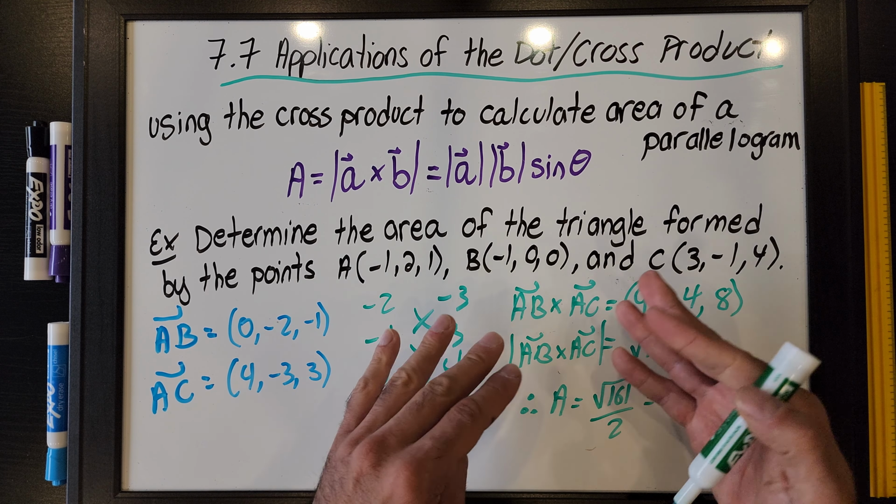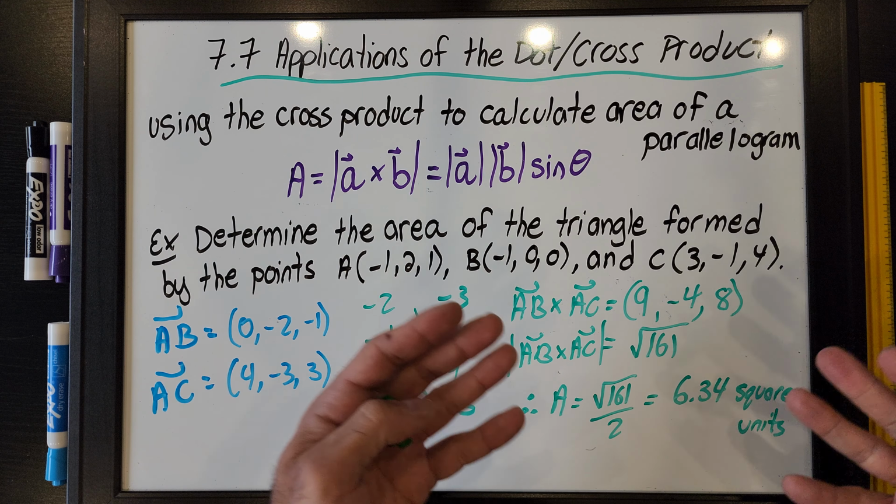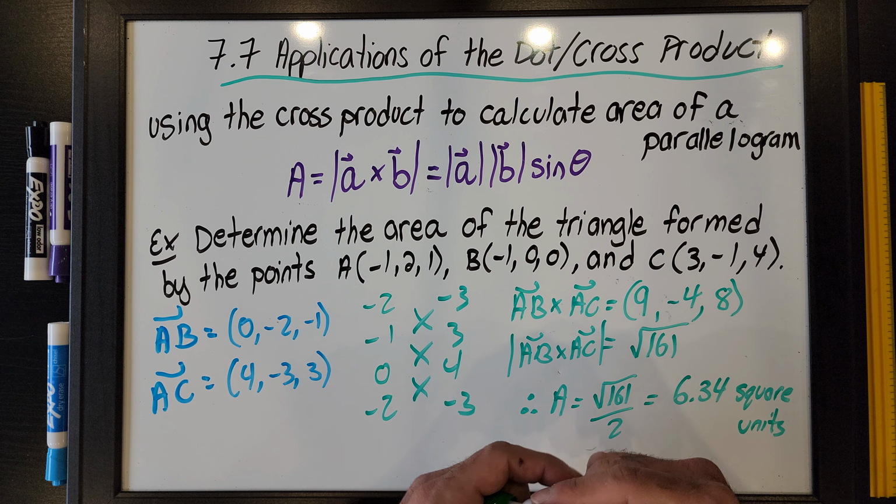Okay, so just a bit of a change here. We have some algebraic points, and we came up with two vectors, and then we did the cross product, divided it by 2. A few steps, but pretty straightforward.